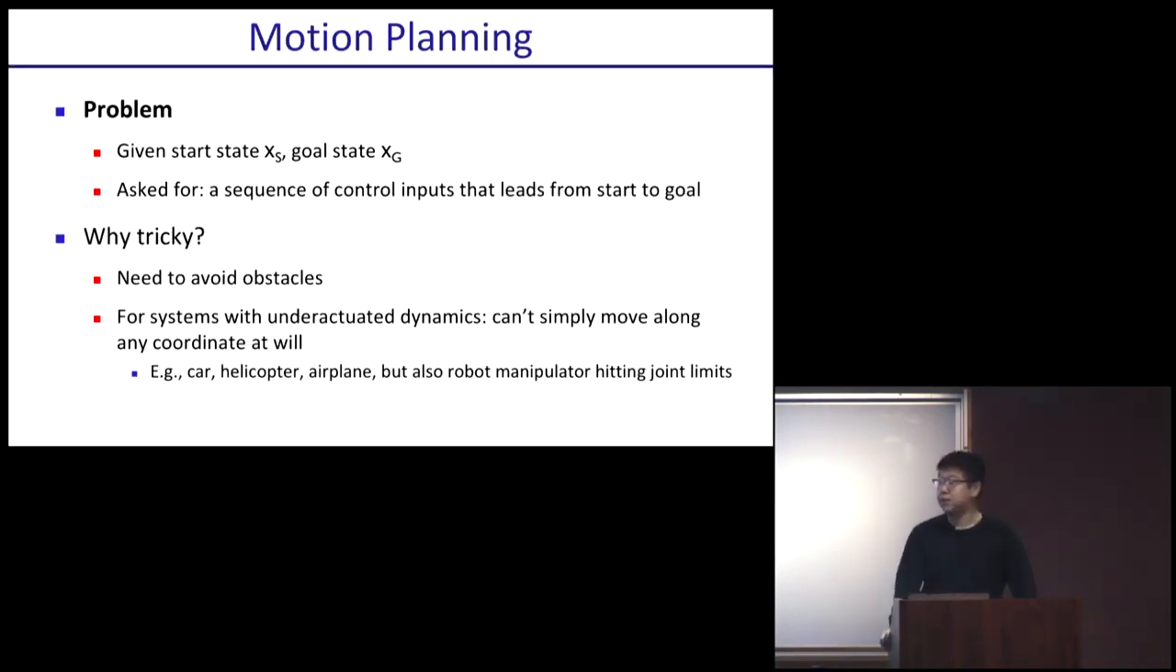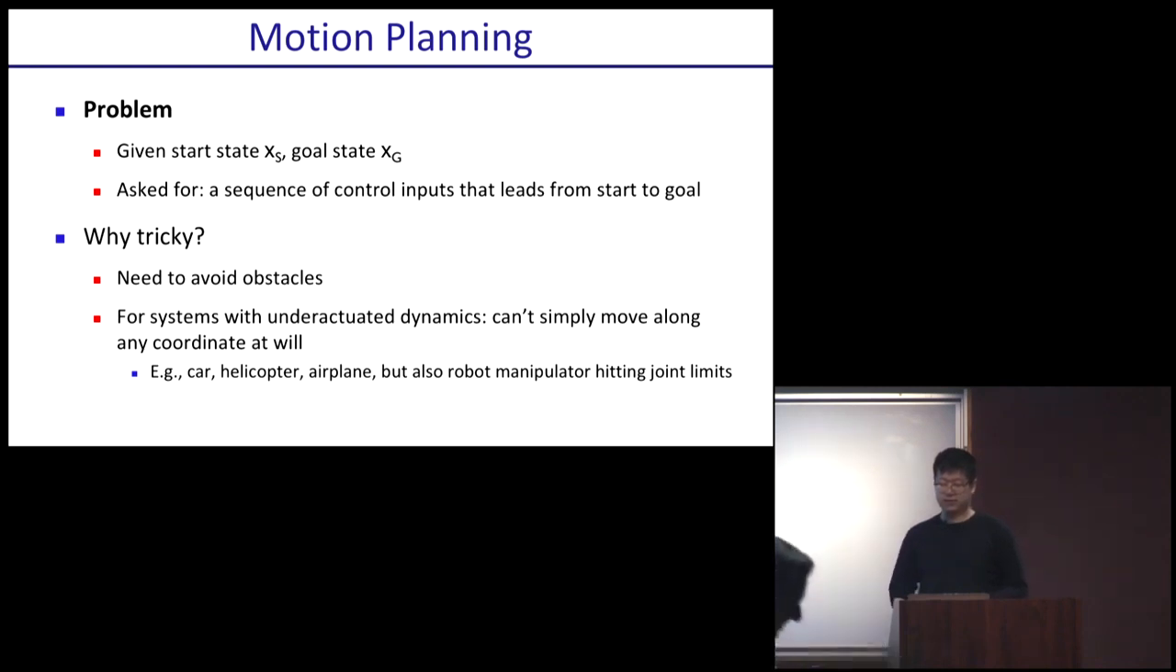What's motion planning? The problem can be formulated easily. Given some start state xs and goal state xg, what do we need? We need a sequence of control inputs that leads from start to goal. And this is very intuitive, but actually solving this problem is very, very tricky.